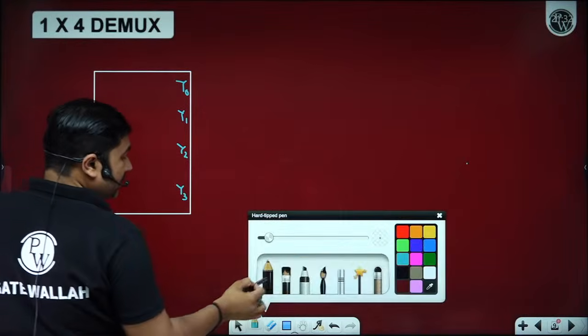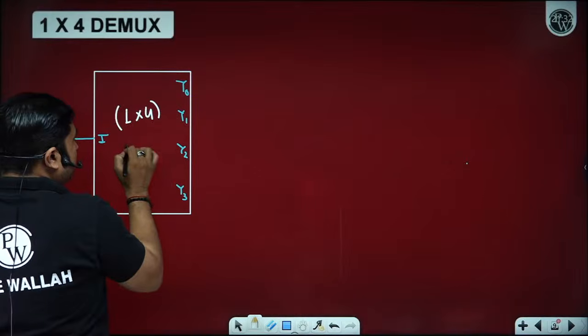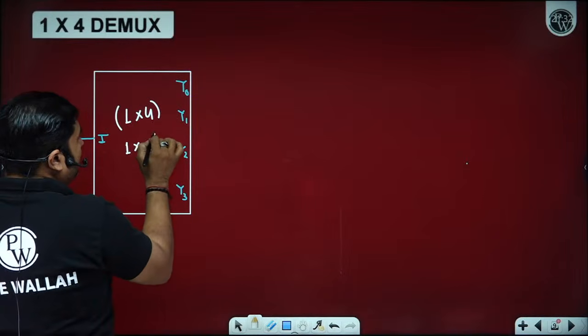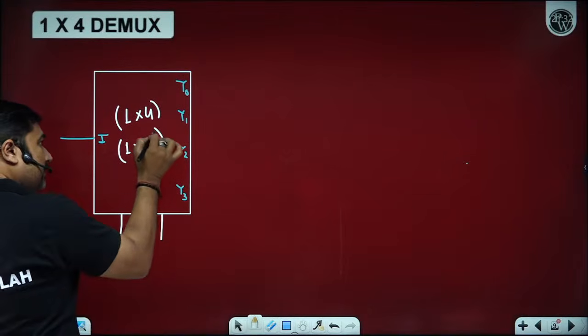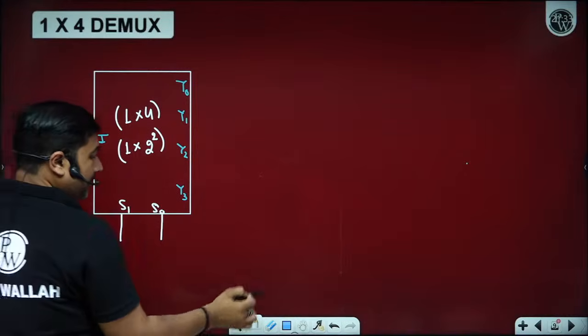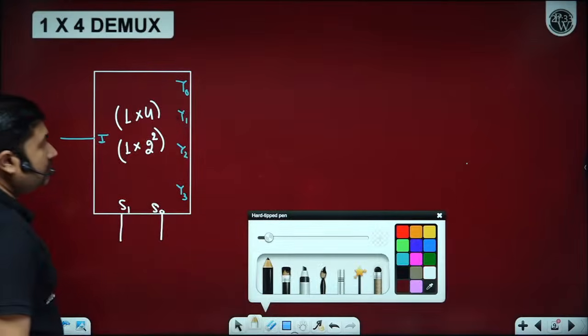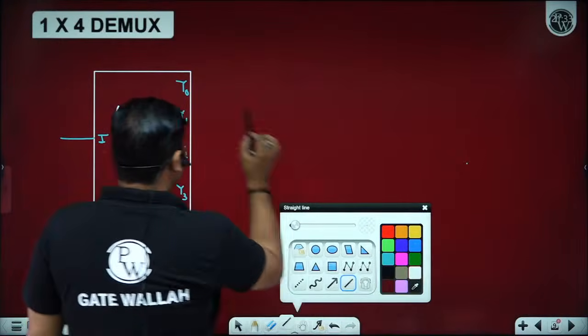How many select lines? Sir, a 1 cross 4 demux can be represented as 1 cross 2 to the power 2. So we have 2 select lines. It is in power. Is it okay? So you can say S0, S1, and we have an I input. How many of you are able to understand, beta ji? Please let me know by writing in the comment section.